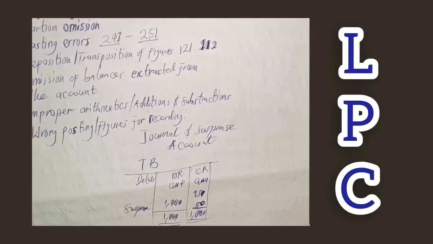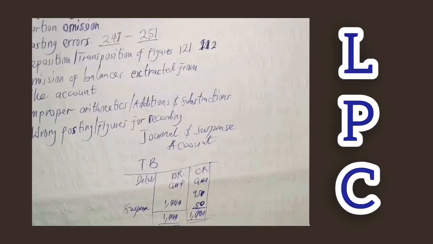So it's an account that is created to cater for all the differences that arise in the trial balance pending further investigation of records. And we are saying that it is a temporary account, put that at the back of your mind, because it is created just for a shorter period of time, not for a longer period of time. And that's a suspense account. Let's take note of that.